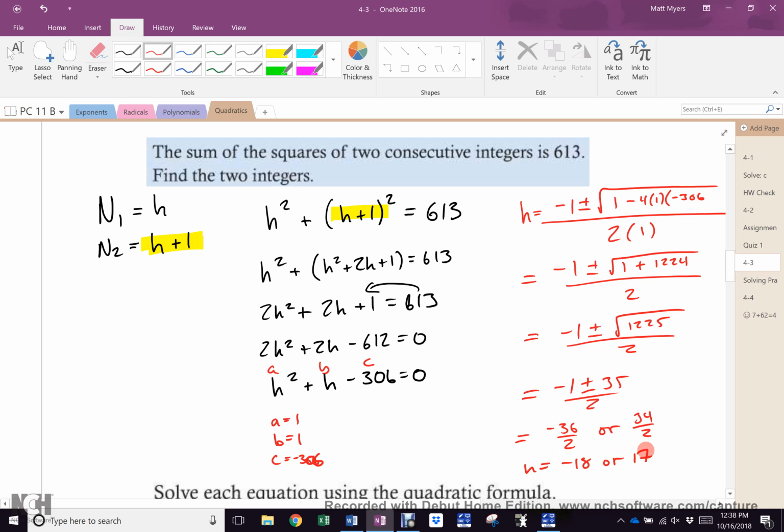So what are my two numbers? Negative 18 and 17, or positive 18 and positive 17. Or 17 and 18. Does everybody understand?